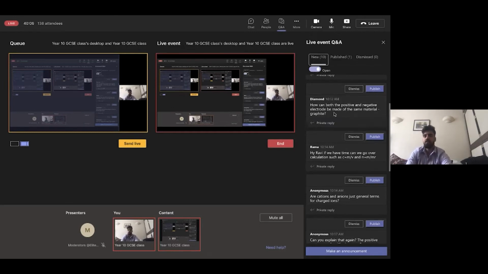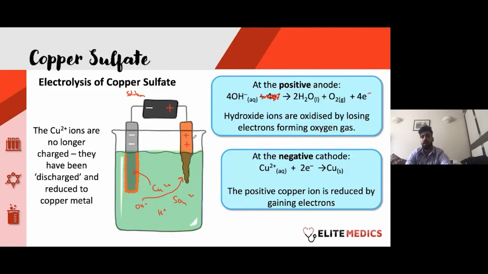Okay, interesting question. In the copper sulfate example, the reason I said this one is a different material to this one is because this one is actually going to get used up. The ions go into solution. We're introducing copper ions into solution, and in doing so you increase the concentration of copper ions in the solution, and thus more copper can get deposited on the negative electrode. But that's for the purpose of electroplating, or it could also be used for the purification of copper.